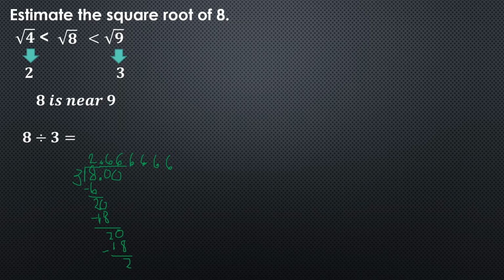So this is the hundredths place. If you want to round off to the nearest hundredths, you have to look at the thousandths place. The thousandths place is 6. If it is 5 or greater than 5, you have to add 1 to the hundredths place. So this will become 2.67. This is what we're going to use in the next step.